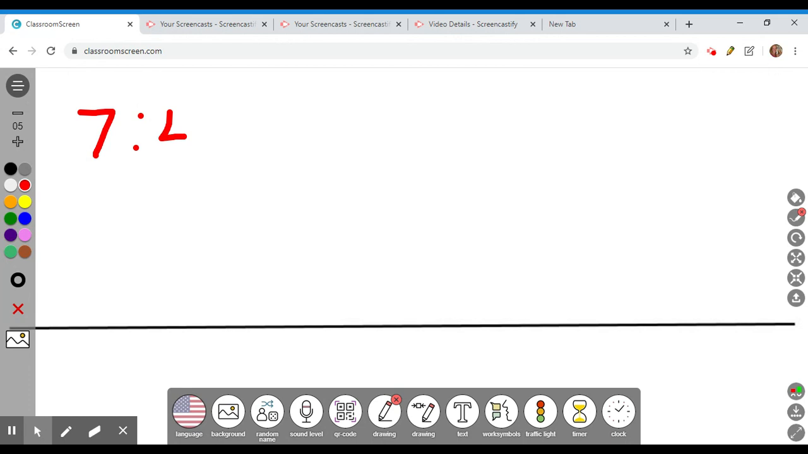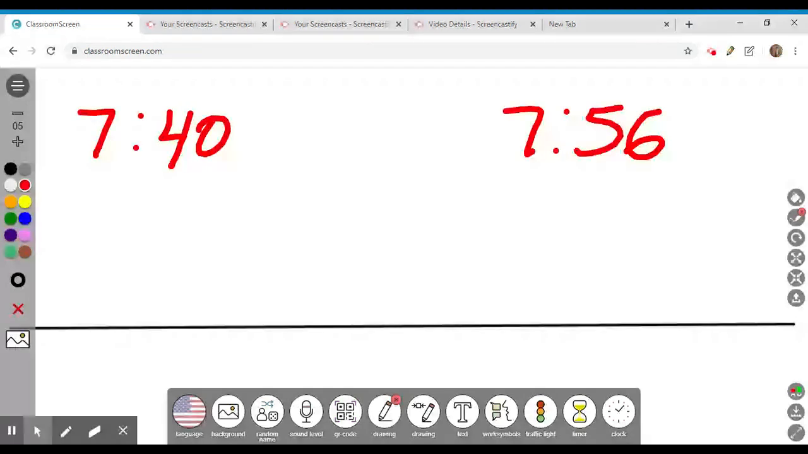So we're going to say our event began at 7:40 and it ended at 7:56. And this could maybe be I took my dog for a walk at 7:40 and I returned at 7:56. How long was I walking my dog? So again, we're going to start right here by putting that 7:40 at the beginning of our number line. And somewhere over here, we're aiming for a target of 7:56. That's where we're going to want to end on our number line.